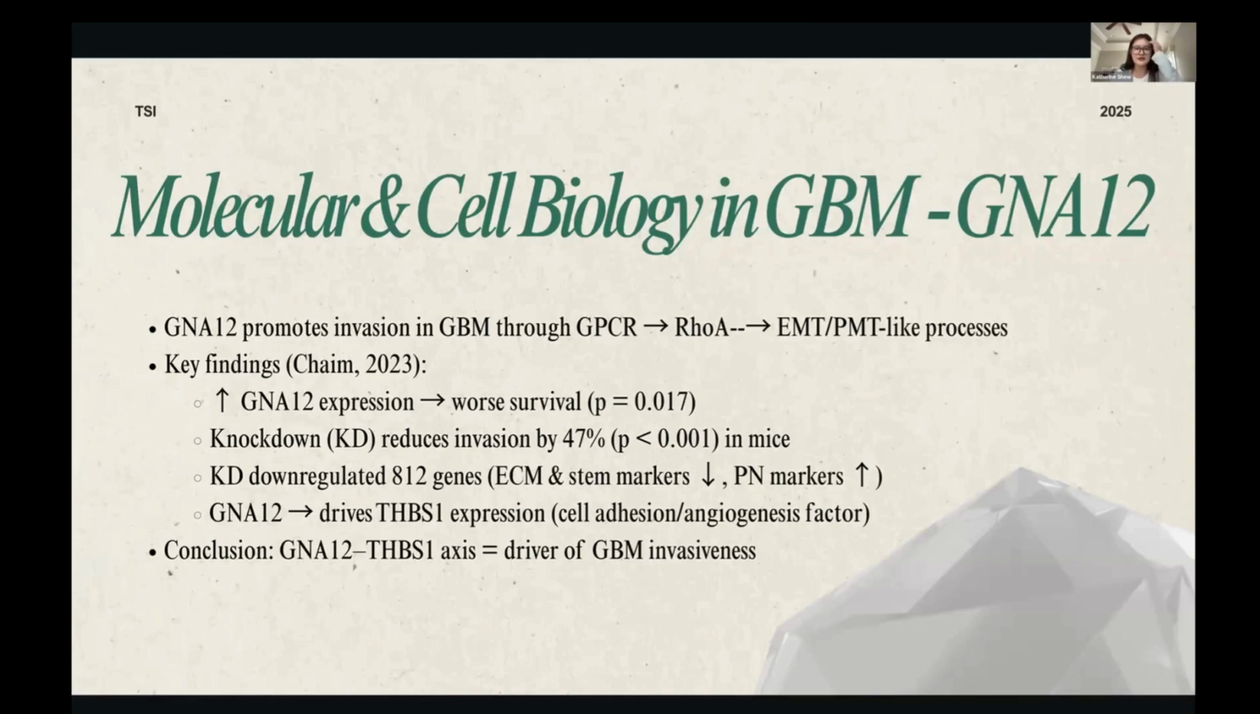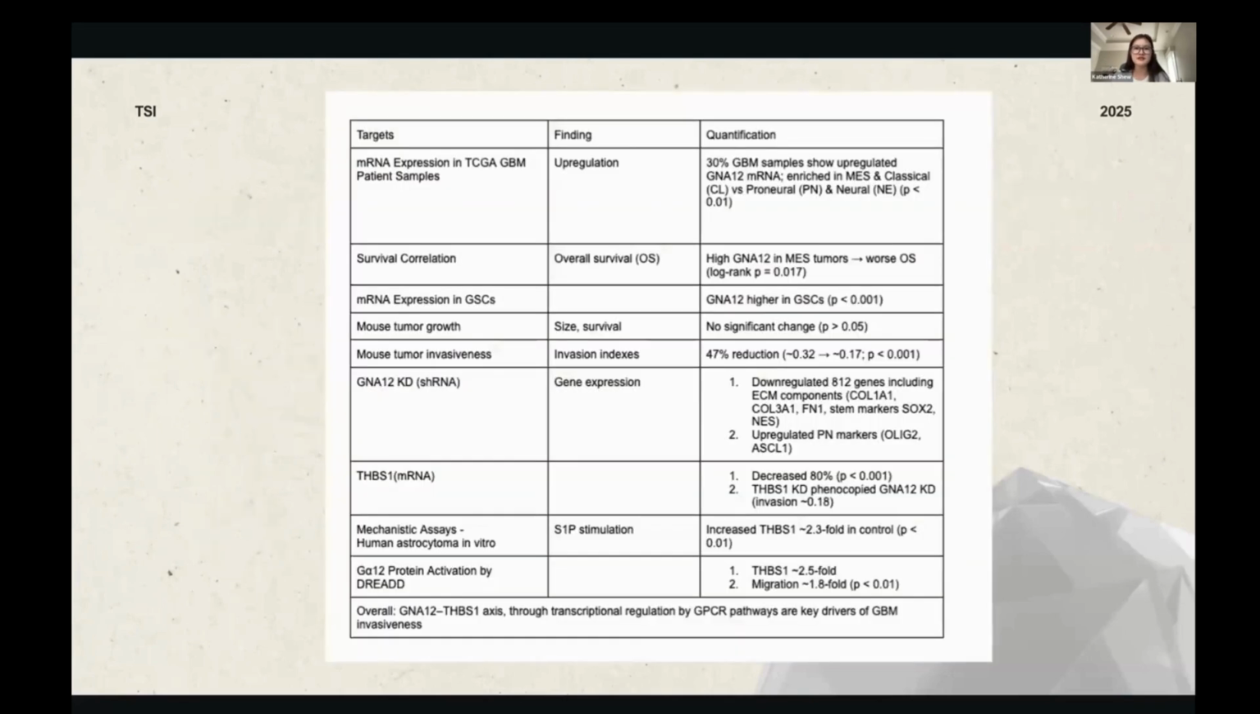So this KD also downregulated 812 genes and let us know what the stem markers are. And so the overall conclusion was that GNA12 and this other gene axis is a driver of GBM invasiveness. The other gene, THBS1, is like a cell growth factor. So when they work together, we see that it does assist in GBM invasiveness, which we do want to avoid. So it gives us a lot of insight as to what oncological treatment we can start pursuing to stop GBMs from growing. This is a really brief table I combined of all the statistics. It's really comprehensive, so I don't think there's a need to go over it right now, but this is included in my paper.